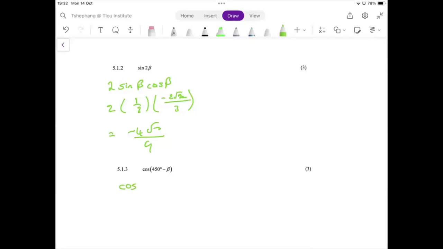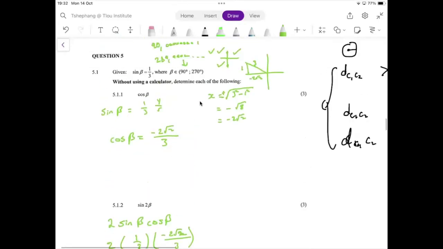Before you proceed there, you have a question in the chat. Please redo the diagram. I missed the part of finding x.